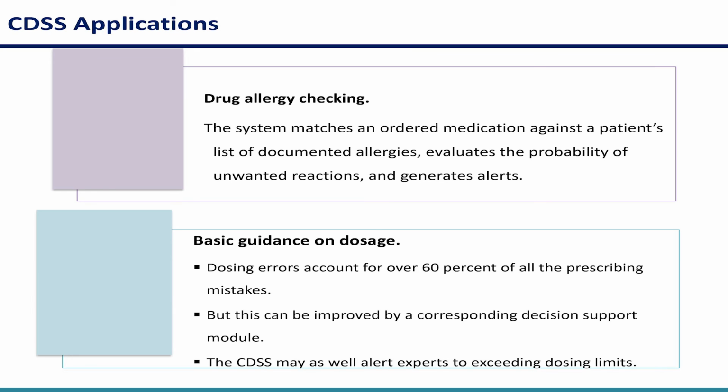Second, we have basic guidance for doses. Dosing errors account for over 60% of all prescribing mistakes, but this can be improved by corresponding decision support modules, and the CDSS may also alert the expert to exceeding dosing limits.